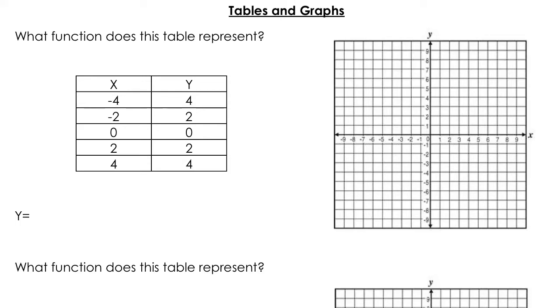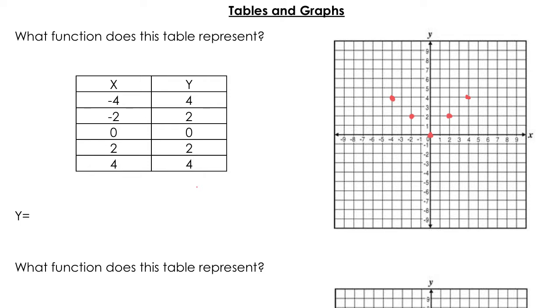So what we're looking at today is kind of like the reverse of what we were doing yesterday. So you want to graph the points, you want to plot the points in the table, and then decide what function does it represent. So if we go ahead and graph -4, +4, we go left 4 and up 4, put a dot, -2, +2, put a dot, 0, 0, and +2, +2, +4, +4. So there's our function. So you go to your notes and just ask yourself, what function does that look like?